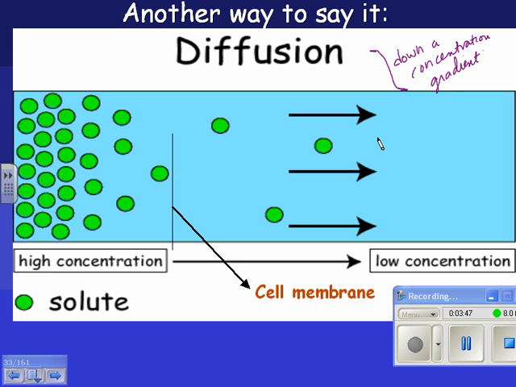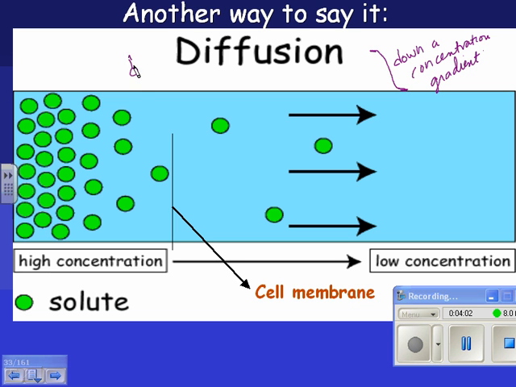So I kind of think of saying things go from high concentration to low concentration is more straightforward, but a lot of times you'll see it this way. You can say a material is moving down a concentration gradient. That means from high to low. So you've got to picture it more like a hill.